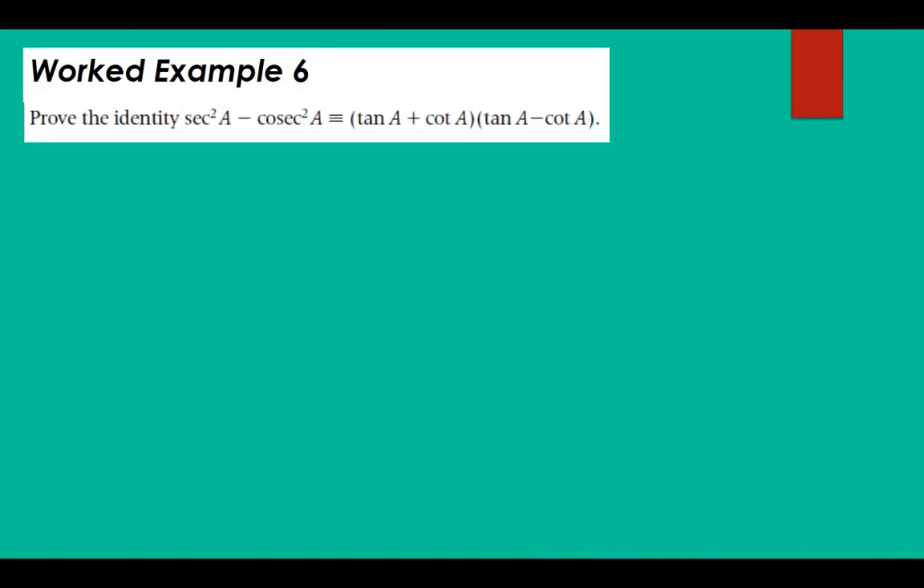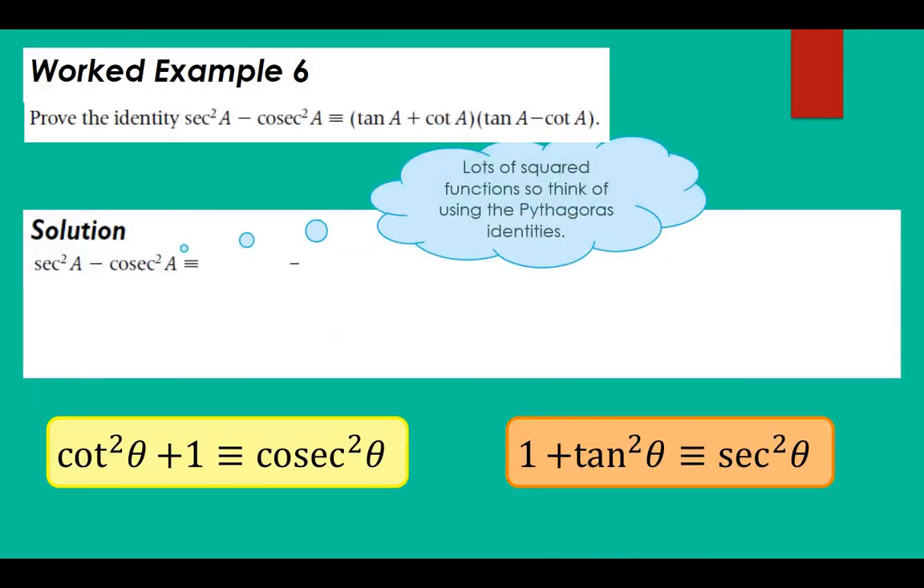Okay, right. On this one, we're going to start from the left, because on the right, if you expand out those brackets, you just get another difference of squares, and it doesn't look any easier than starting with the left hand side. So we've got squared terms here, so we want to use the Pythagorean identities. We need the one with sec in it, and we need the one with cosec in it.